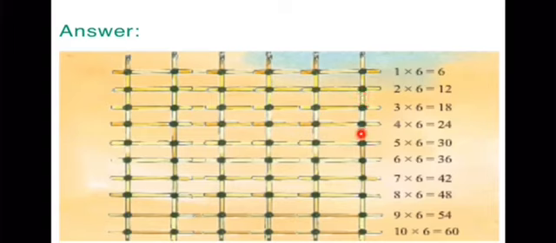6 4s are 24. 6 5s are 30. 6 6s are 36. 6 7s are 42. 6 8s are 48. 6 9s are 54. 6 10s are 60. So we did not actually count the dots over here. We got to know that there are 60 dots over here because of our multiplication tables. So draw this diagram and write the table of 6 over here.